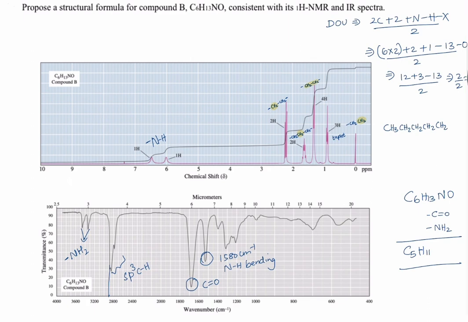Now when we put all of these things together, this is one piece, this is another piece, and this is the other piece. When you put all three together, the only way they can be arranged is as an amide. So the structure here is going to be hexanamide. The structure of this compound is hexanamide.